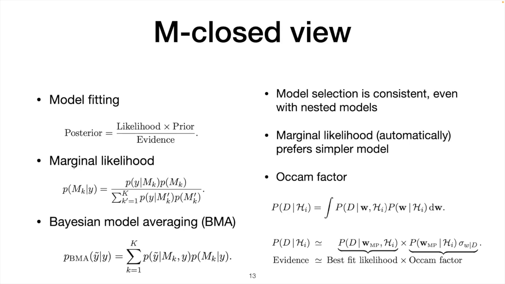For any quantity you want to compute, you compute the quantity conditional on each model, and you also compute the weight of that model, and then you average over these. And the weight is a deterministic procedure that's computed using marginal likelihood.